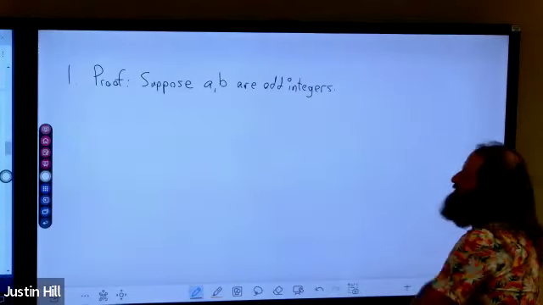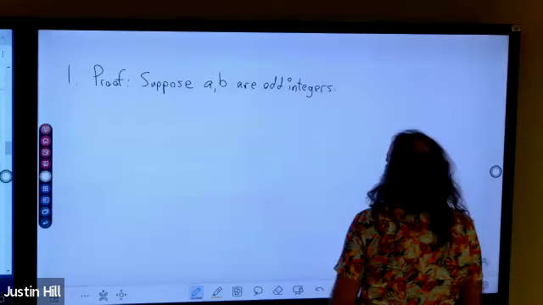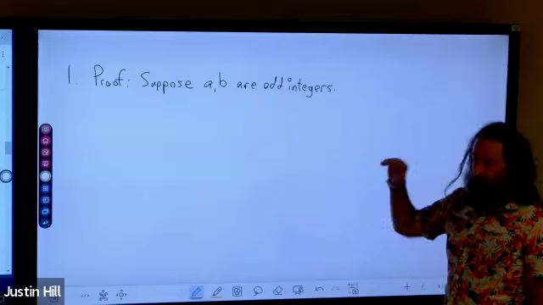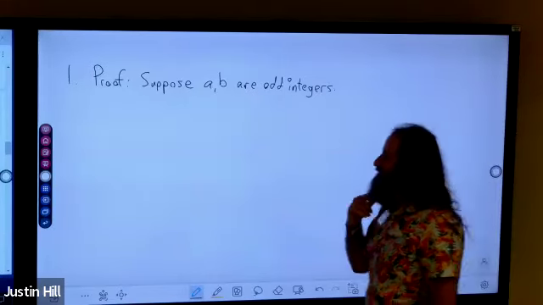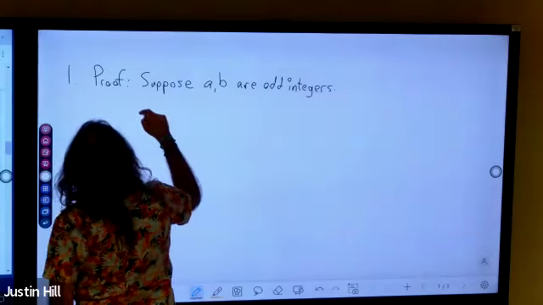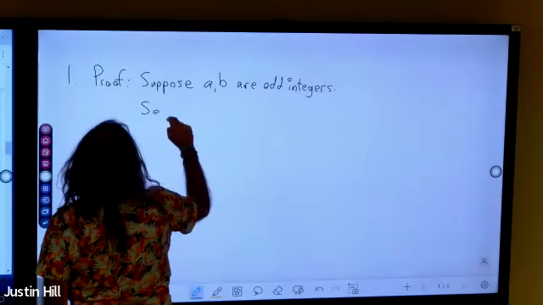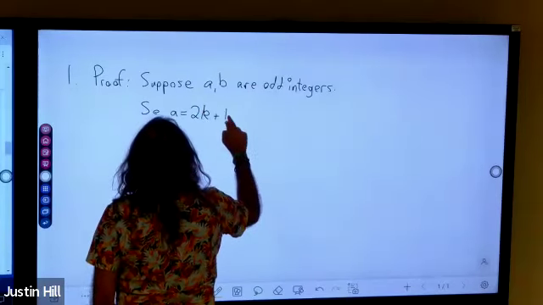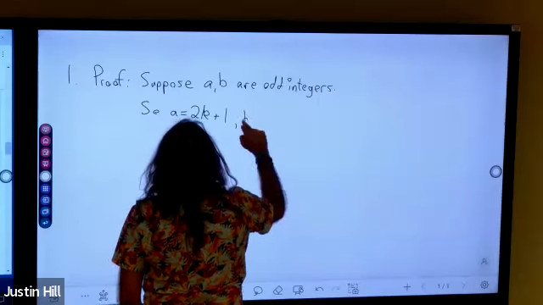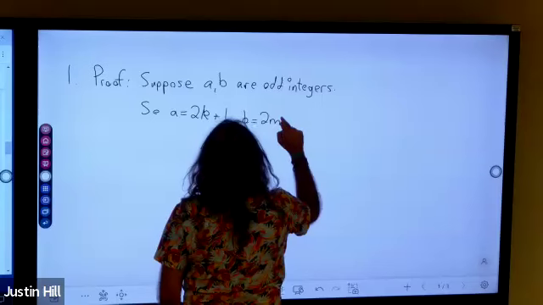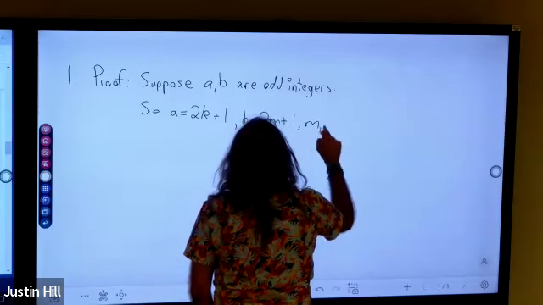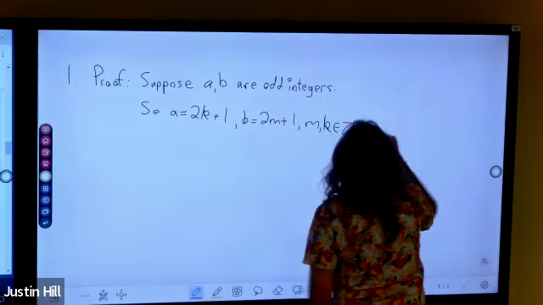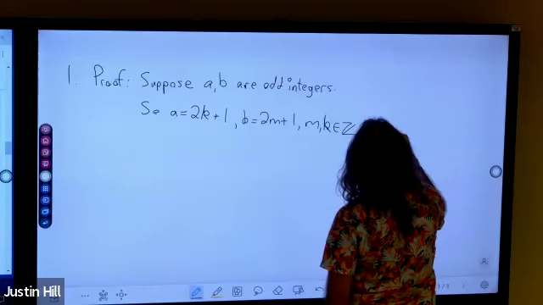All right. Let's see what you guys got here. So suppose A and B are odd integers. Like we said, the next thing you want to do is give some definition or detail about A and B because they're odd integers. So you might say A equals 2k plus 1, B equals 2m plus 1, where m and k are integers. That's the definition of odd.